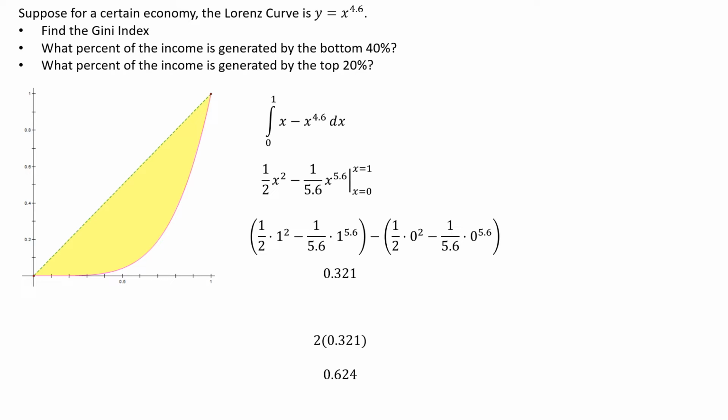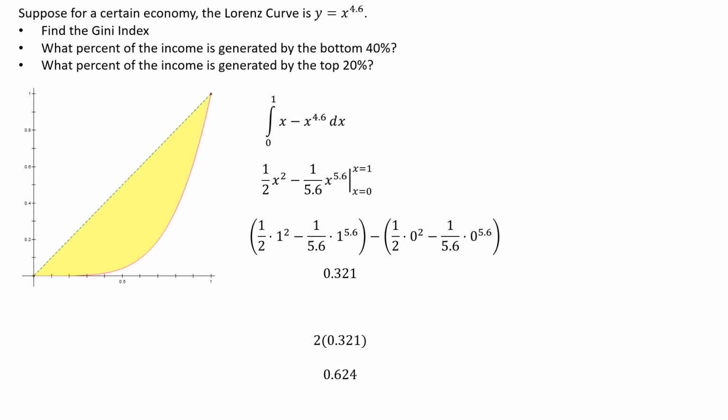Now remember, the Gini index is a scale from 0 to 1 measuring inequality, with 1 being the most inequality. So this is a pretty high number, and you won't find many societies with a Gini index this high in real life.